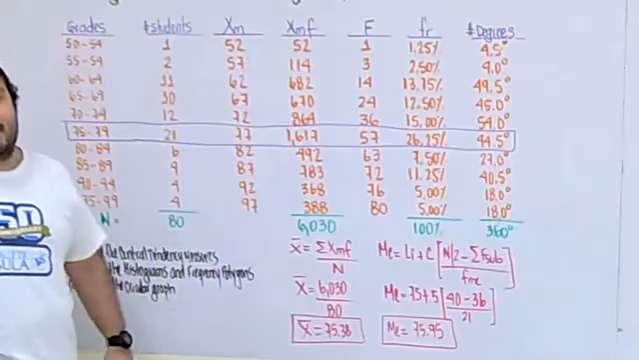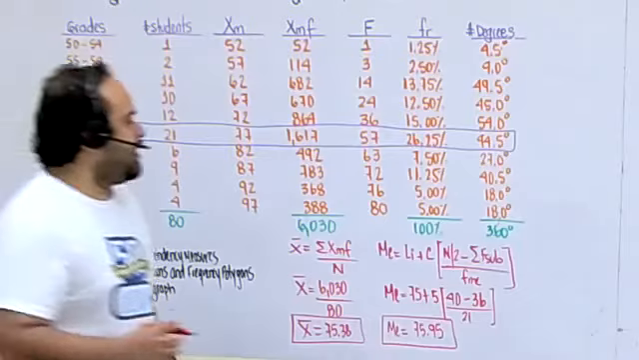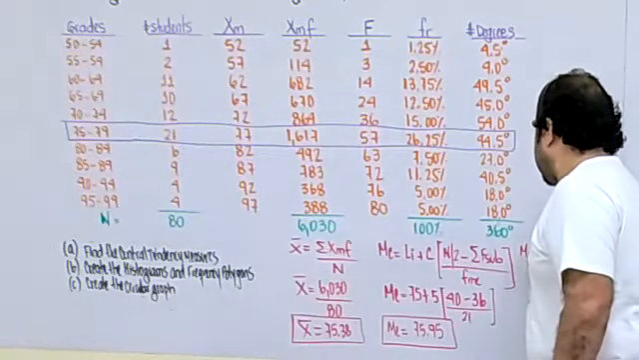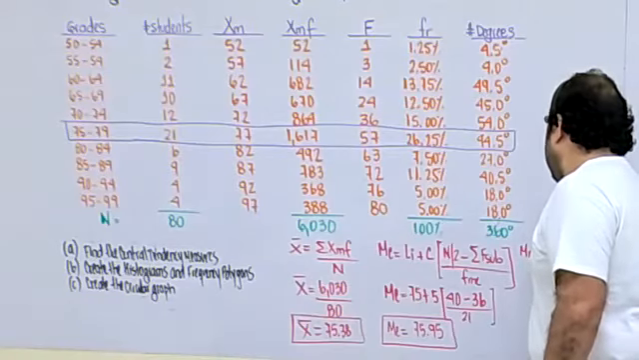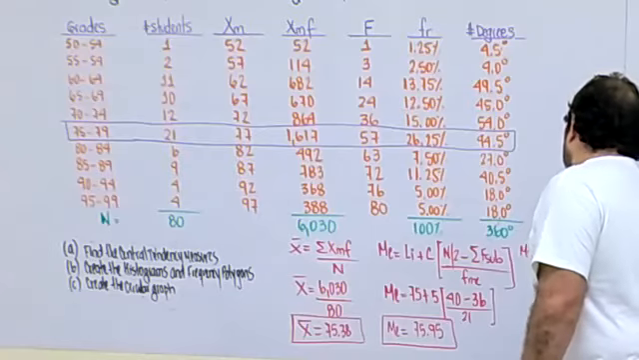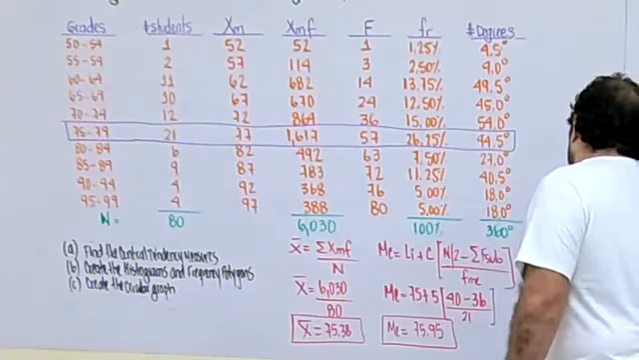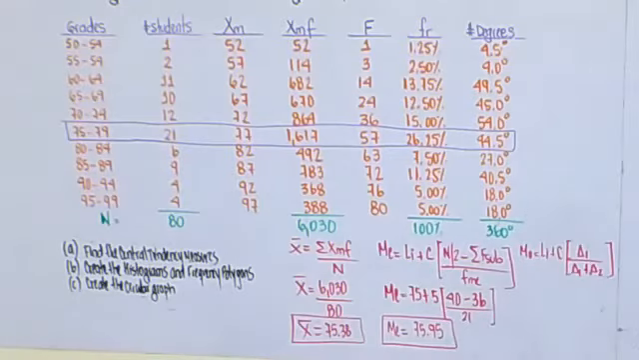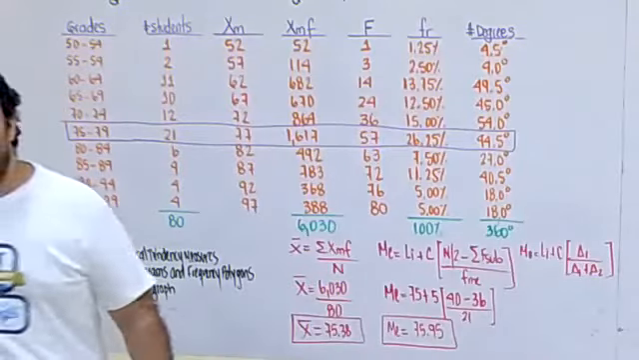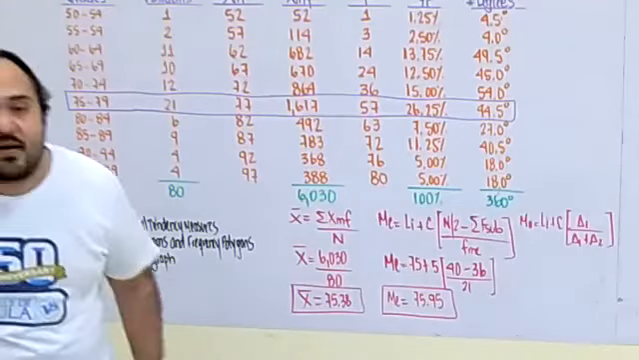Okay? And now let's look for the mode. Remember the mode, MO. The mode is given by the lower limit plus C, parentheses, delta 1 over delta 1 plus delta 2. All right. Remember the concept of the mode, or the definition of the mode. Have a question over here.